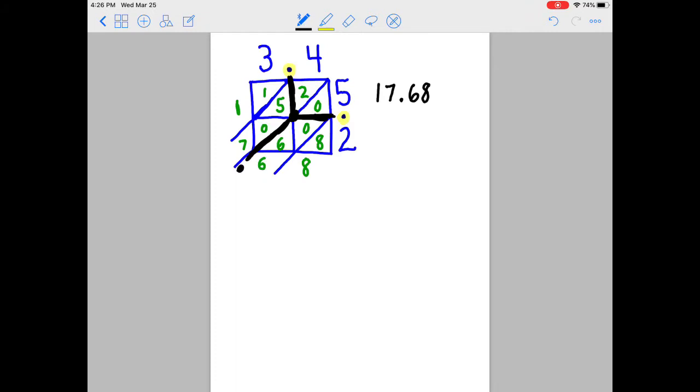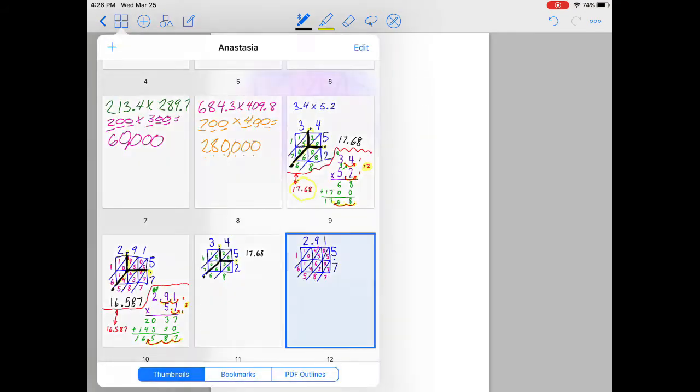Okay, so you basically do the whole lattice method like you were taught. At the end, you make the decimals run straight down, straight across. They bump heads, and they fall down the slide. Okay, I'm going to do another one now.